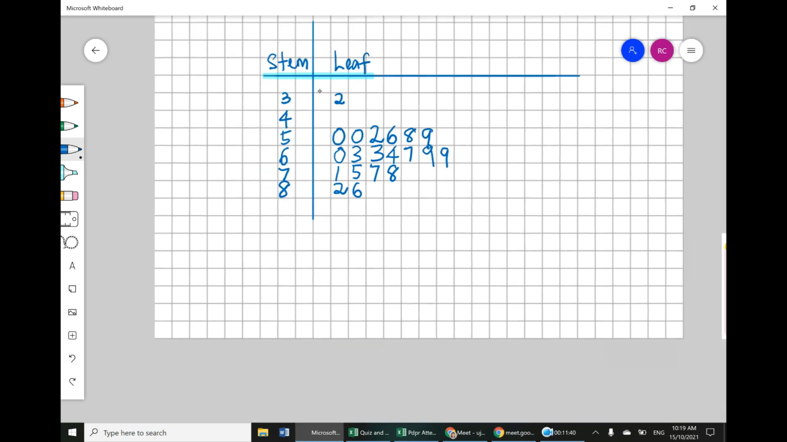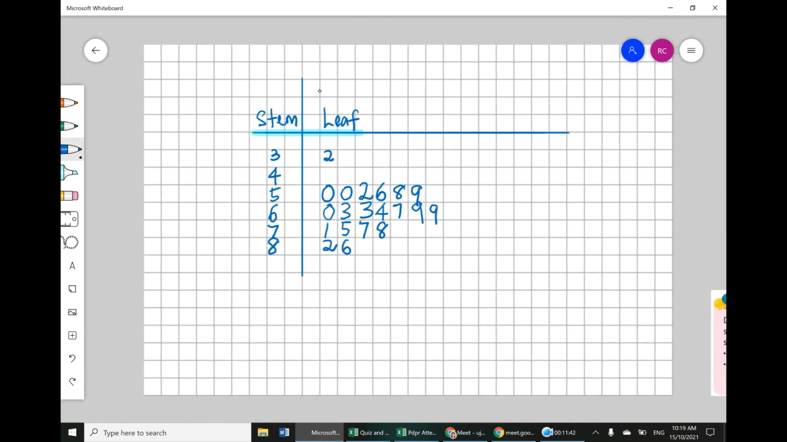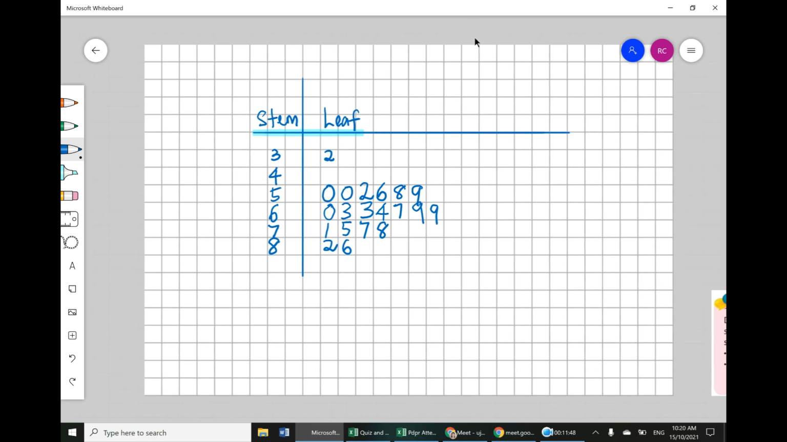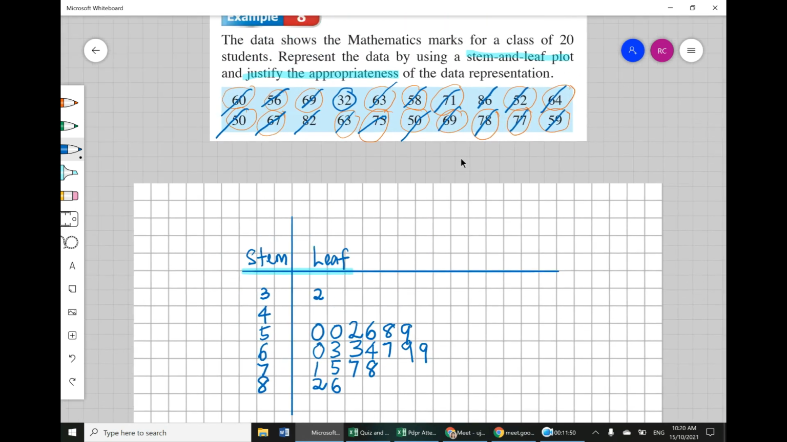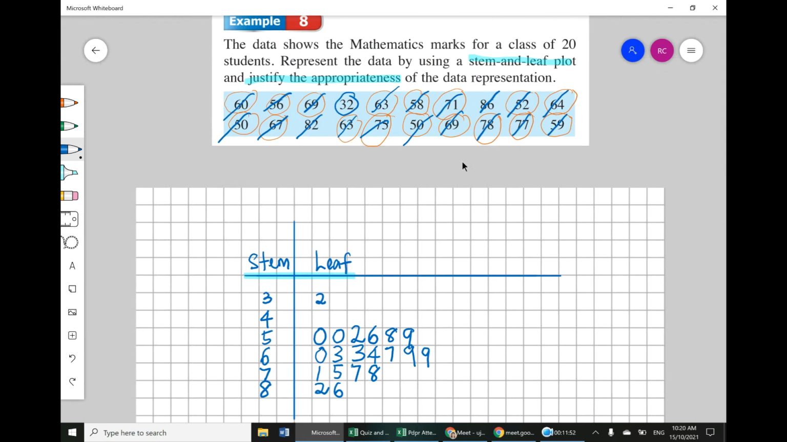Justify. Before justify, you have to make sure your stem and leaf plot is complete with the title and also the key. So let's look at the question again. What is the most suitable title to represent this stem and leaf plot? See, the data shows the mathematics marks for a class of 20 students. Can we see from here there are 20 students? Can or not? Can, right?